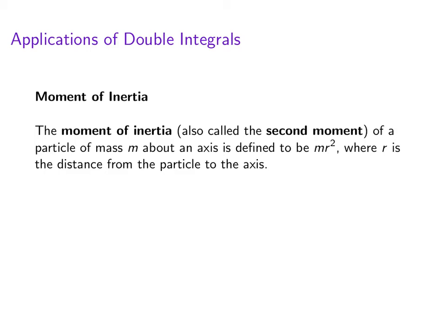Hello, calculus fans. Let's talk about moments of inertia. The moment of inertia, which is also called the second moment, of an object of mass m about an axis, is defined to be mr squared. R is the distance from the particle to the axis.